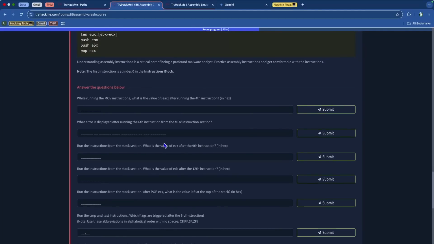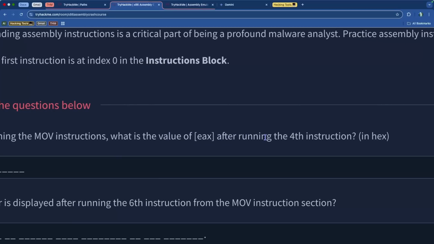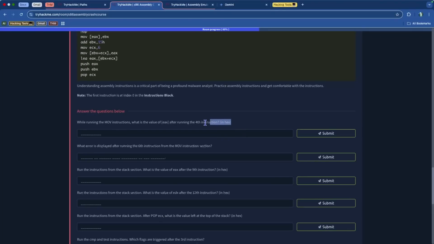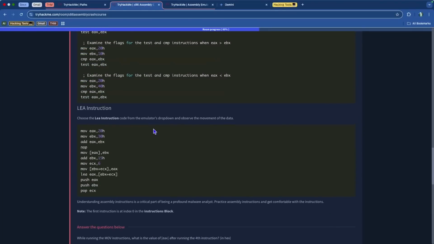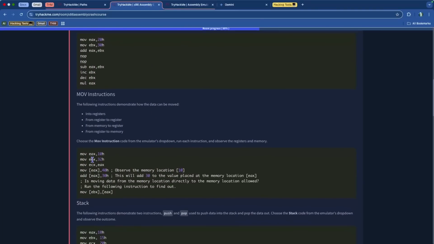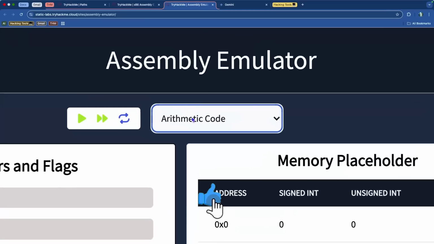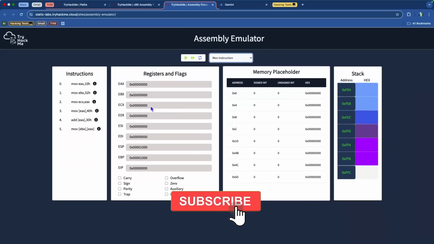So here we go. The first question says, while running the MOV instructions, what is the value of EAX after running the fourth instruction? And they want the hexadecimal value. So EAX under the MOV instructions that we have right here. While running this, now we can see right here, what is the value after running the fourth instruction, which is this piece right here? What is the value of this in hexadecimal? So the first thing that we have to do is change this to the MOV instructions and come out here.